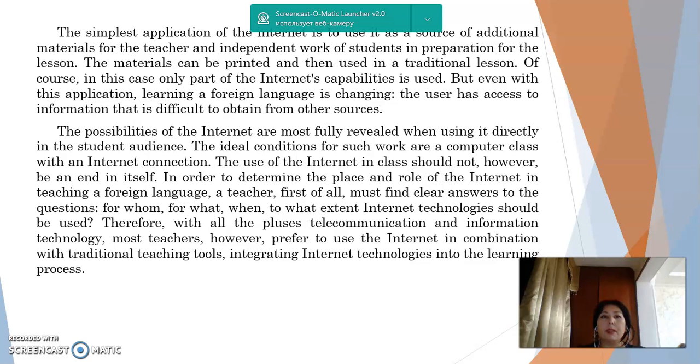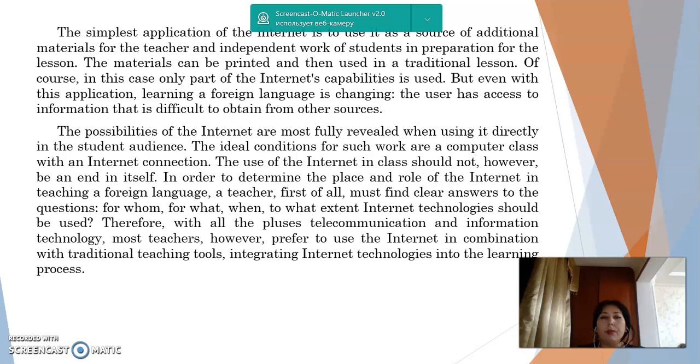The possibilities of the internet are most fully revealed when using it directly in the student audience. The ideal conditions for such work are a computer class with an internet connection. The use of the internet in class should not, however, be the end itself. In order to determine the place and role of the internet in teaching a foreign language, a teacher first of all must find clear answers to the questions: for whom, for what, when, to what extent internet technology should be used.